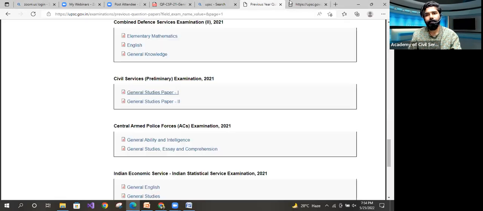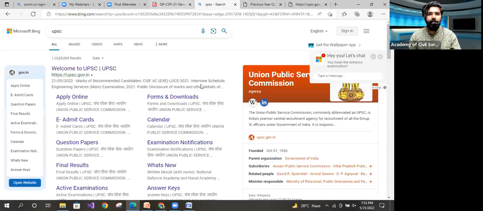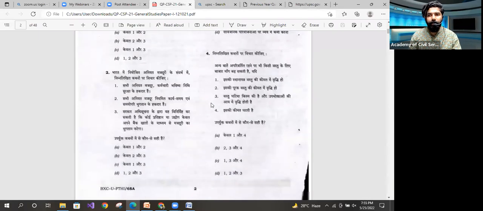So the question paper will open on the website. That means if you want to get the previous questions, they are available on the UPSC website, or you can check any other institute, or if it is uploaded on the ACS website, your course also, you can check that. Anyway, we can see the UPSC 2021 questions.